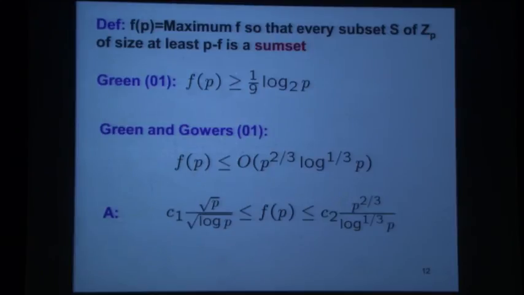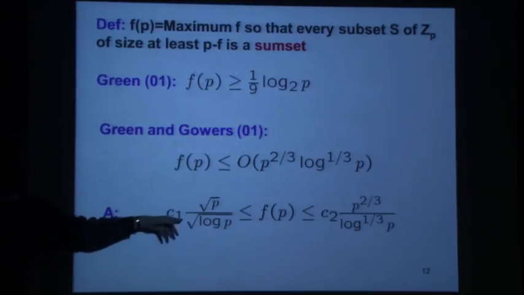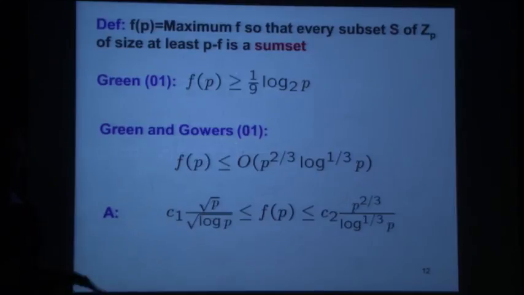But the truth, I think, if I have to conjecture, should be the lower part. So it should be closer to square root p. There are some reasons to think why this should be true. And because I think that this should be true, I want to tell you about the upper bound, because this is what should be improved if we believe that.